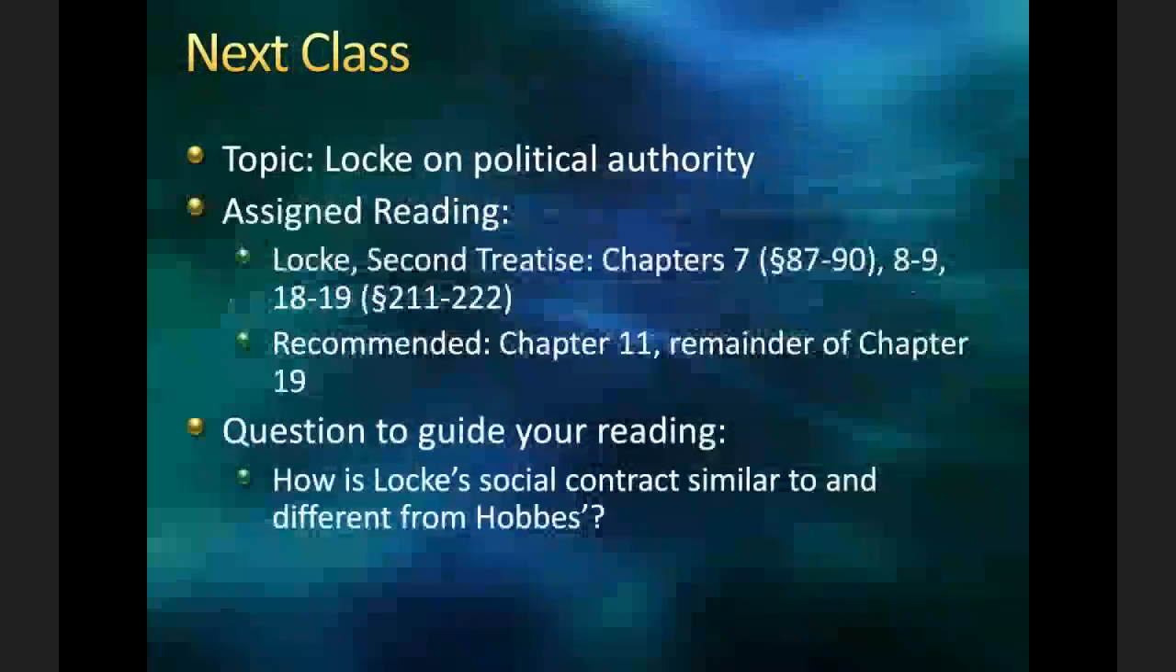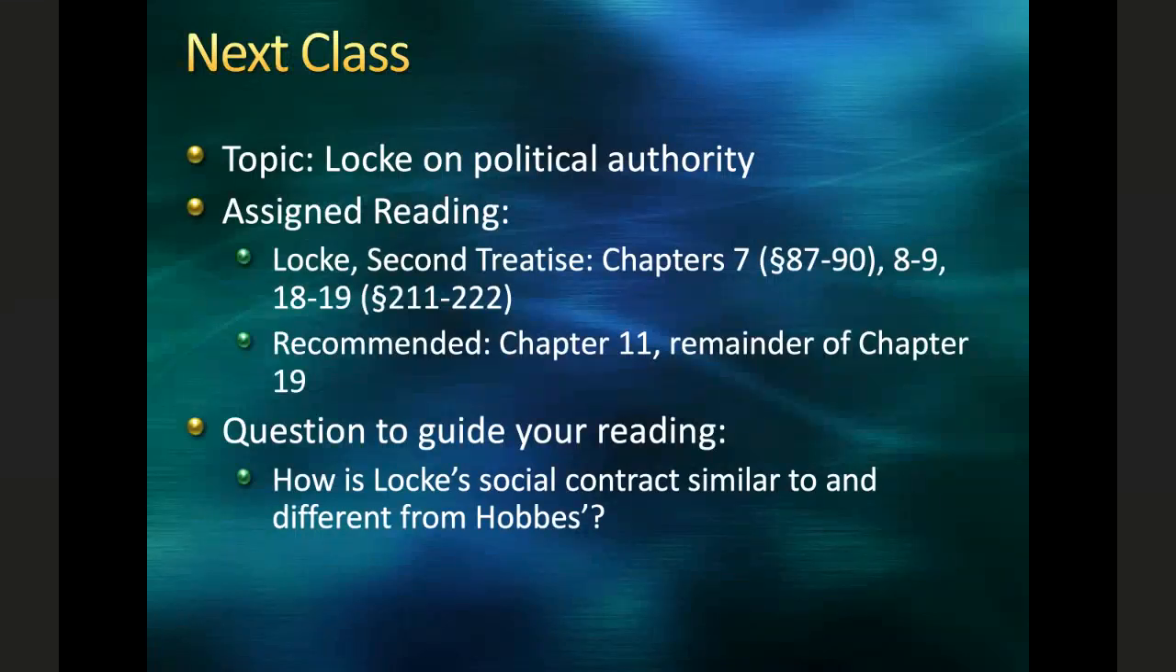So next class, we're going to look at Locke's account of political authority in the second half of the Second Treatise, looking at chapters 7, 8, and 9, and portions of 18 and 19. And while you're reading this, consider how Locke's social contract is similar to and different from Hobbes's.